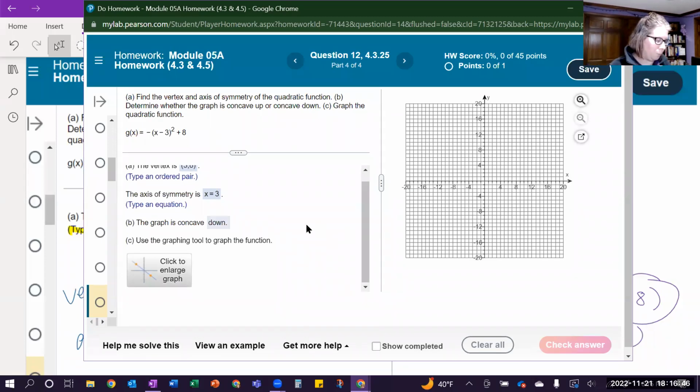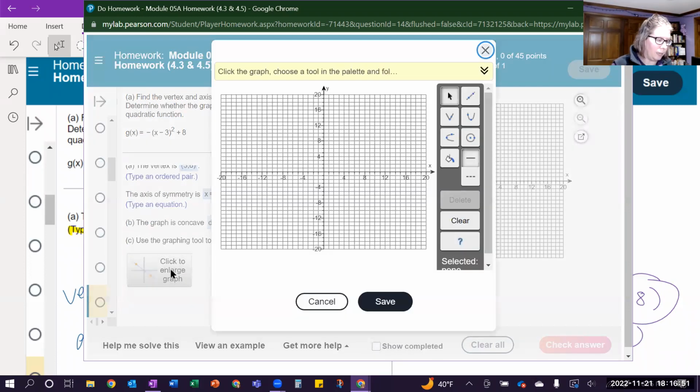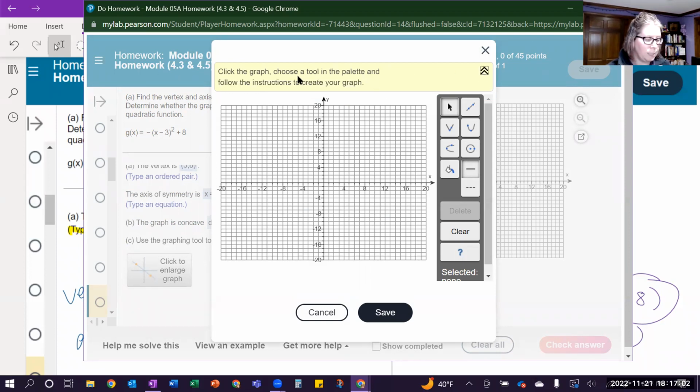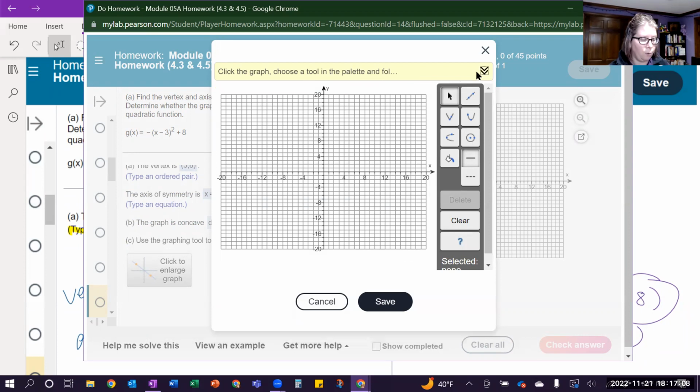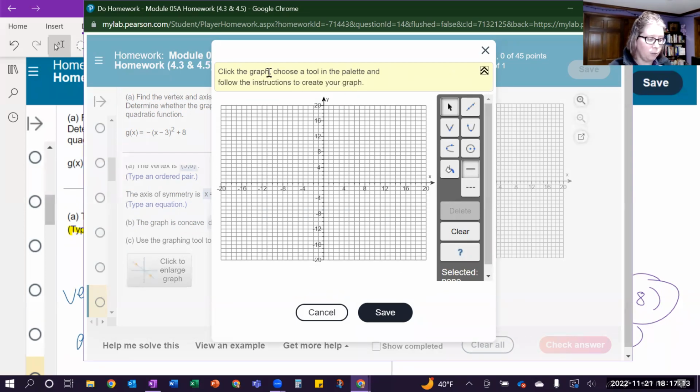Okay, and so I'm going to click to enlarge this. And again, if you're not seeing the graph pop up on the screen, let me know, but I should be sharing my entire screen, so you should be able to see any pop-up windows. So remember to look at what it says up here in the yellow strip at the top, because it guides you as to what you need to do. If you can't read the whole thing, just click that double arrow and you can see the rest of it. So it says click the graph, choose a tool in the palette over here on the right, and follow the instructions to create your graph.